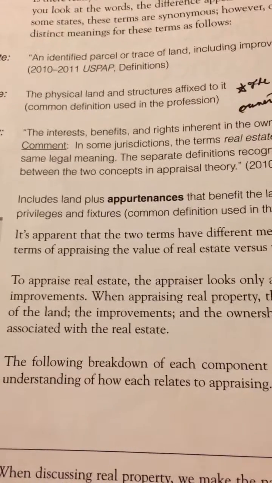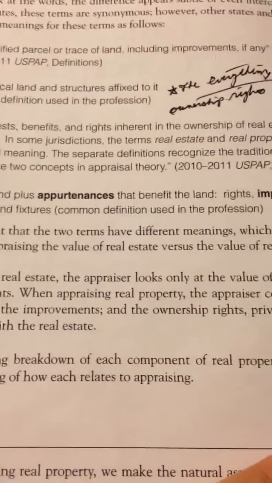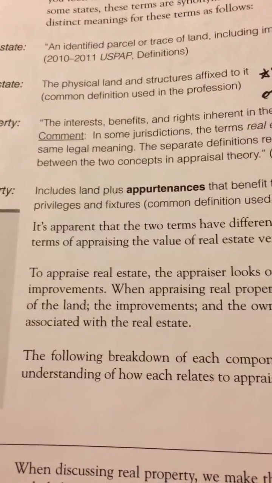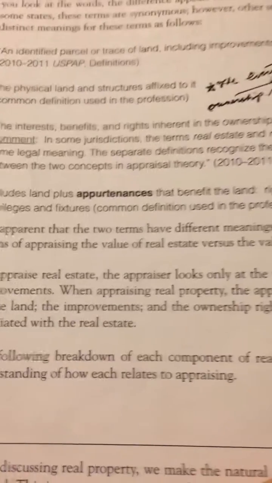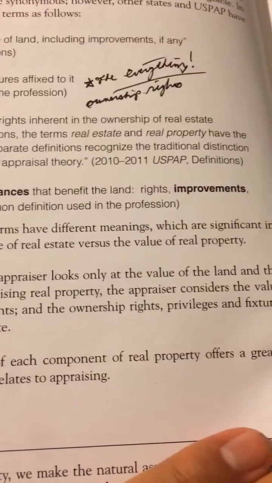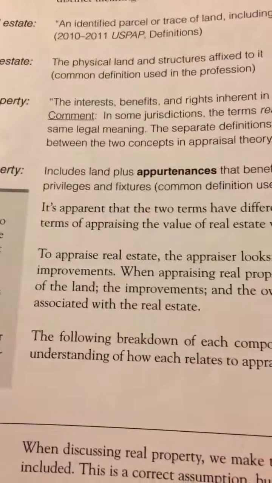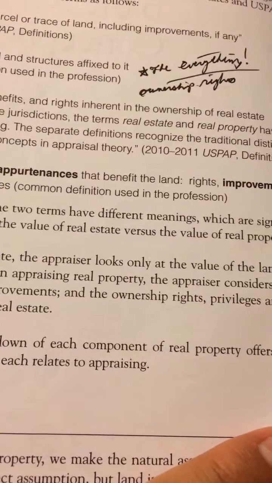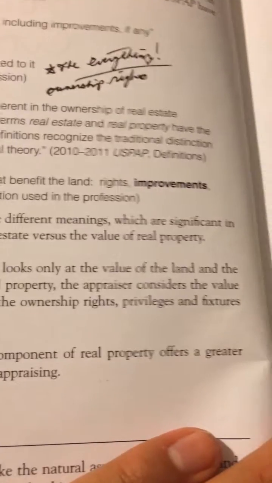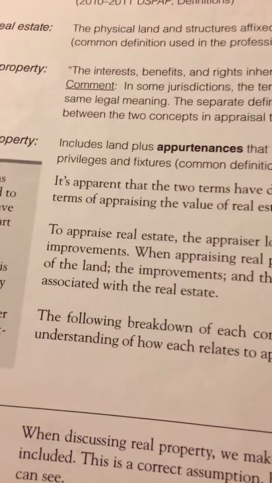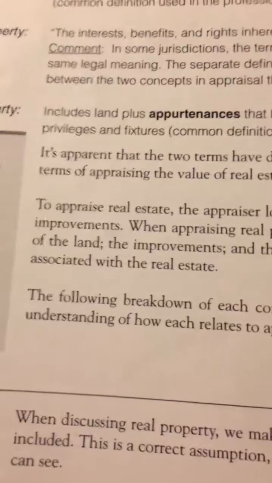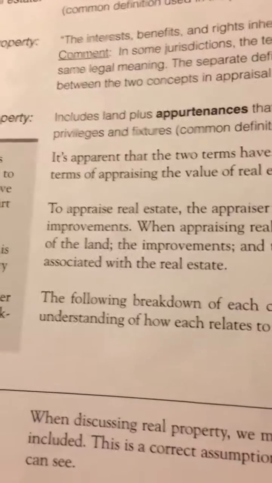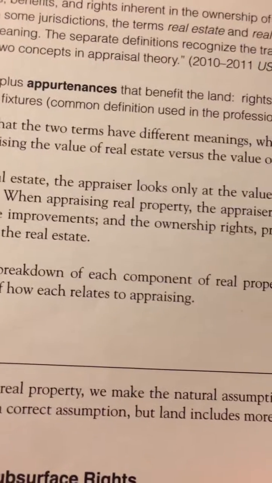To appraise real estate, the appraiser looks only at the value of the land and the improvements. When appraising real property, the appraiser considers the value of the land, the improvements, and the ownership, rights, privileges, and fixtures associated with the real estate. The following breakdown of each component of real property offers a greater understanding of how each relates to appraising.